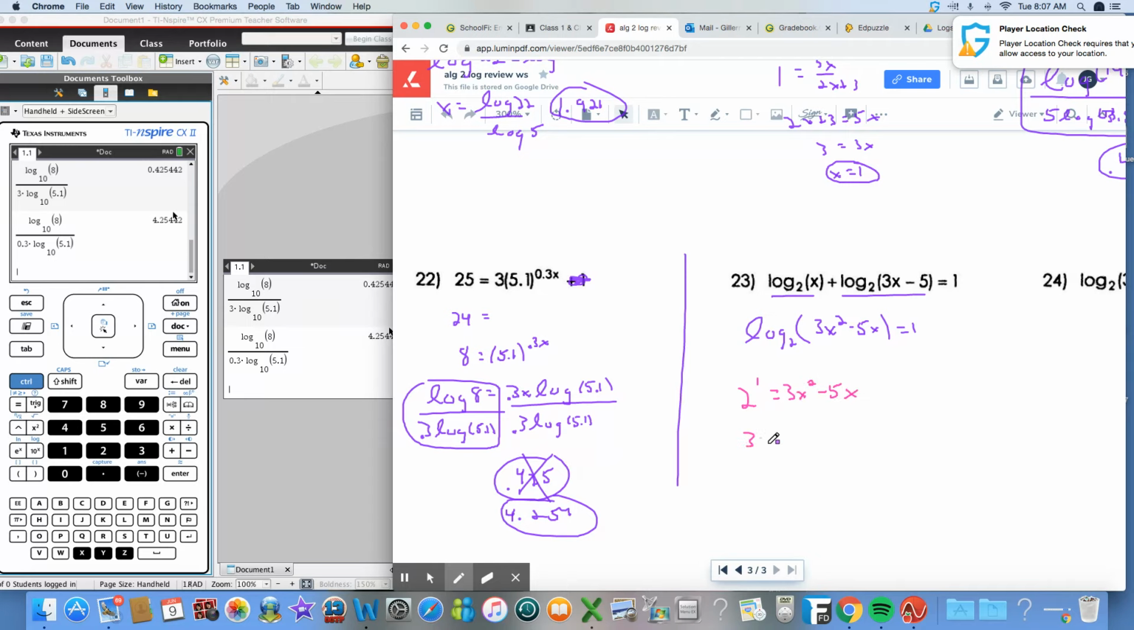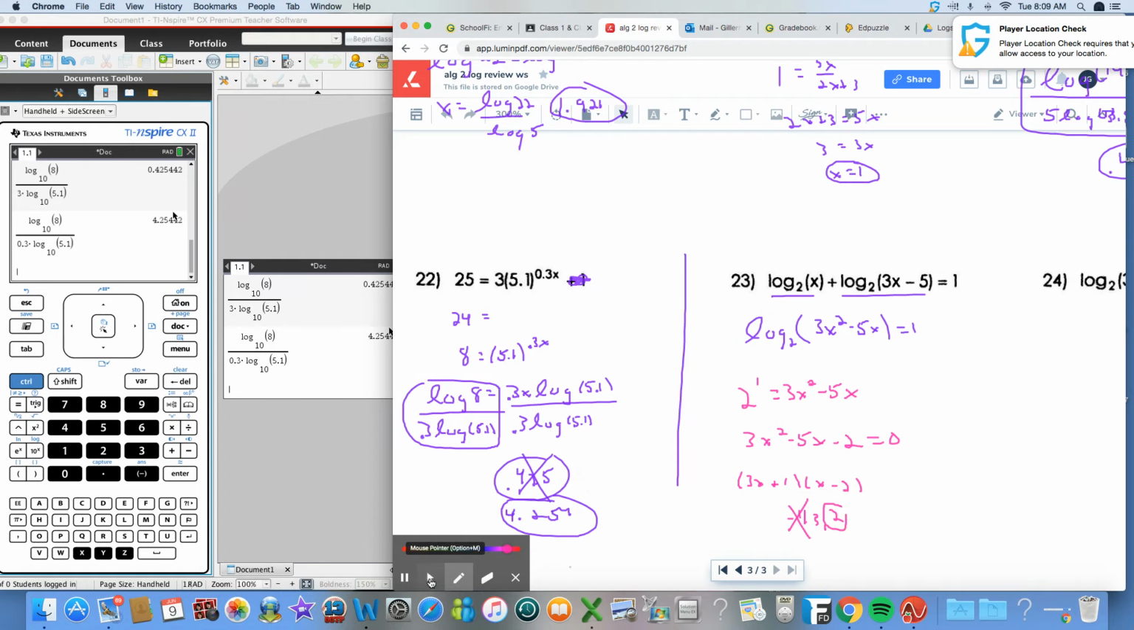3x squared minus 5x, bring the 2 over, so minus 2 equals 0. We try to factor that. 3x, x, and 2, make that a minus, that a 1. Does it work? Yep, negative 6x plus x, perfect. So I get negative 1/3 or positive 2. Now, here's the problem. If I plug in negative 1/3 there, you get a negative after the log, can't have it. So you don't even have to check the other one. It's no good. 2 there is good, 6, 1, good. So the answer is 2.